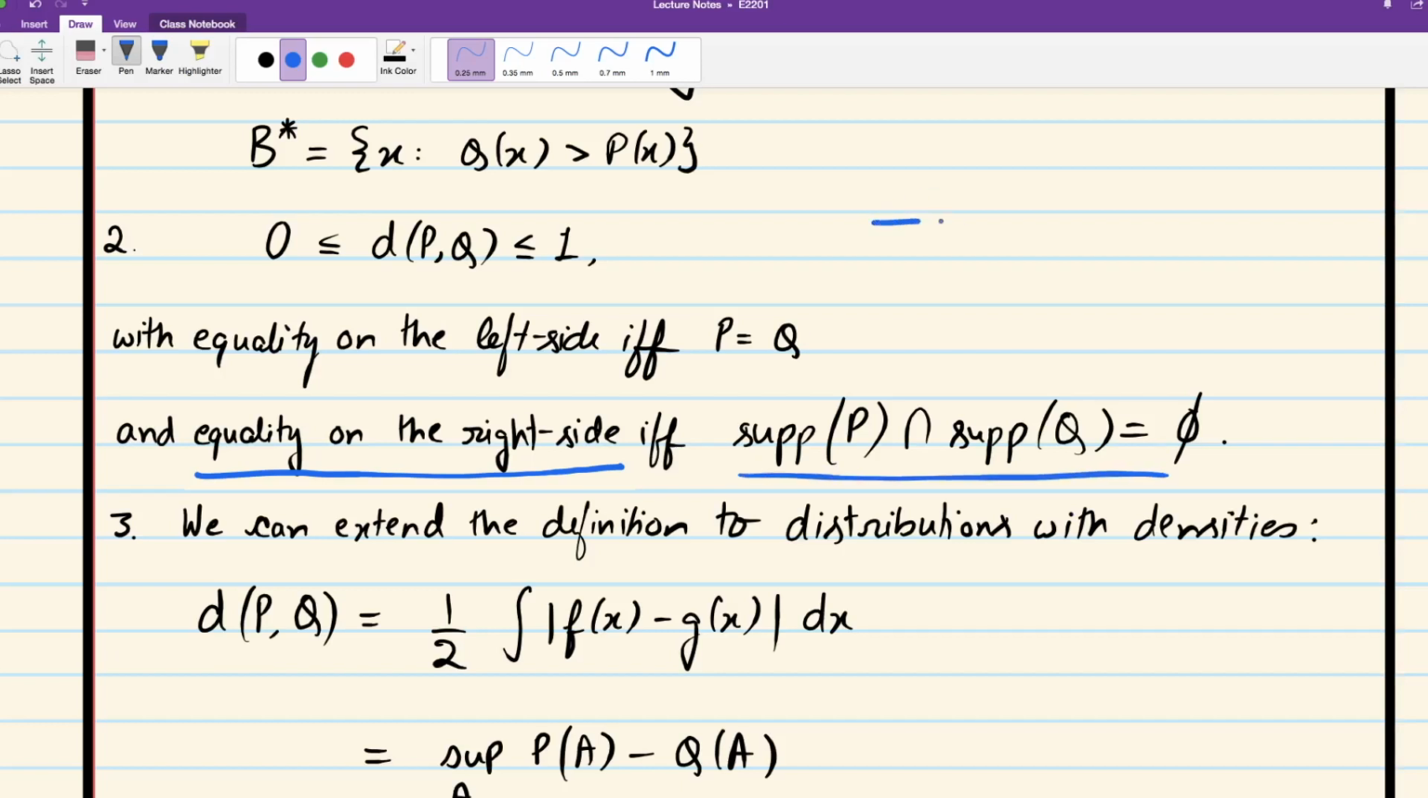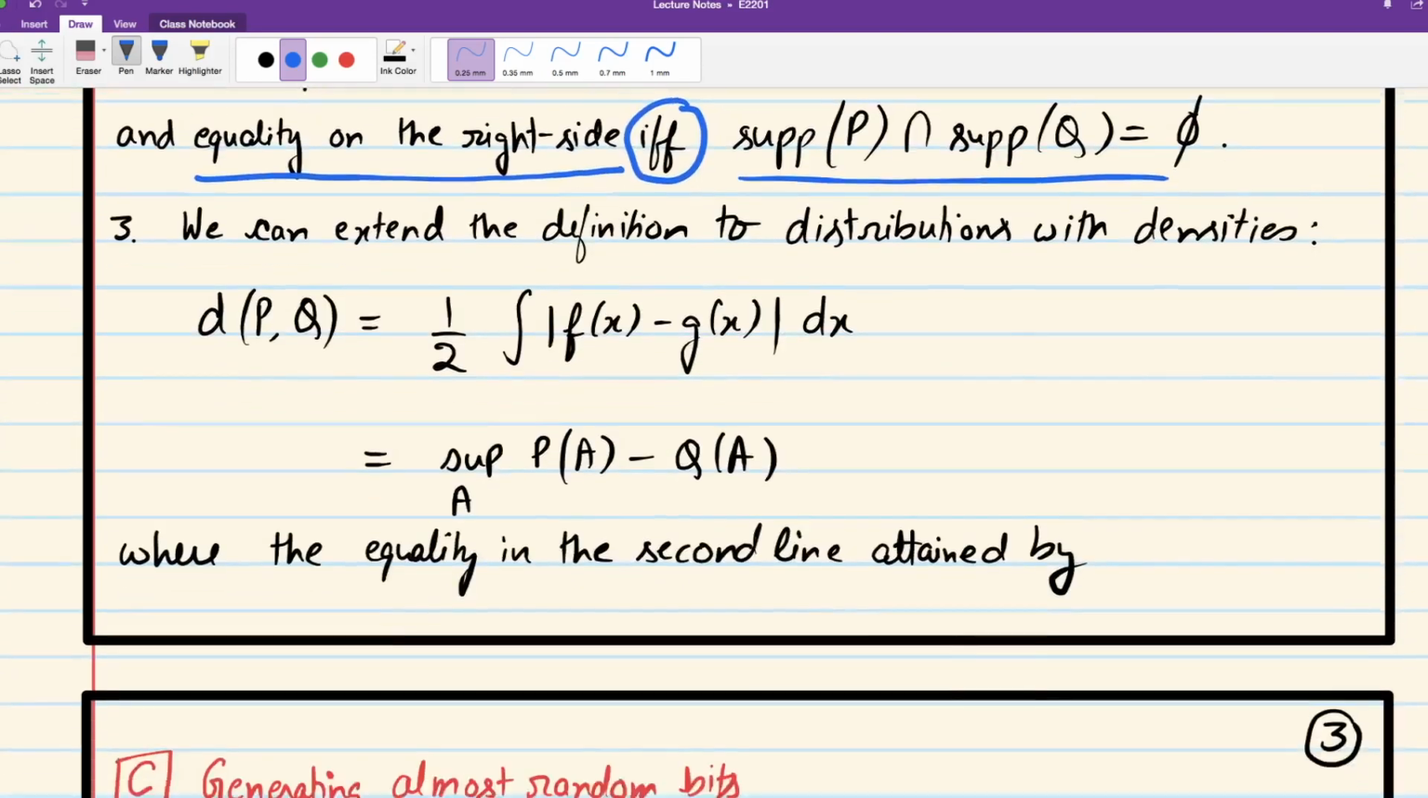So if you think of this as your alphabet X, and suppose this is where P puts mass and this is where Q puts mass, so these are disjoint. There's no common point between them, and in this case d(p,q) will be 1, and this is if and only if. Okay, so if this holds, then this is 1. If this is 1, then this must be true. You can also show this. We'll come back to that proof later.